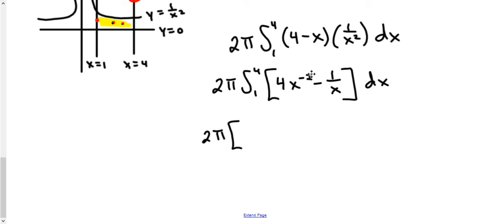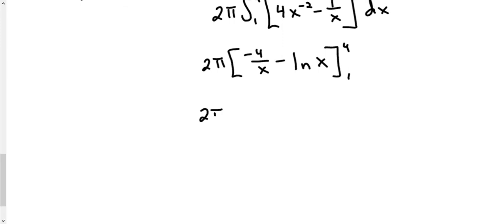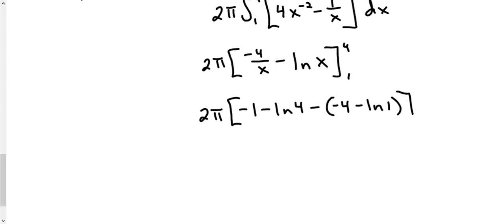I just add 1 to the exponent, get negative 1, divide by negative 1. So I'll get 4x to the negative 1 over negative 1, which would be negative 4 over x. And then minus the antiderivative of 1 over x is the natural log of the absolute value of x. But since we're going from 1 to 4, x's are positive, so I'll just say the natural log of x. And we do it from 1 to 4. So now plug 4 in there. We get 2 pi times negative 4 over 4 would be negative 1 minus the natural log of 4. And minus, put 1 in there, get negative 4 over 1 is negative 4 minus the natural log of 1.